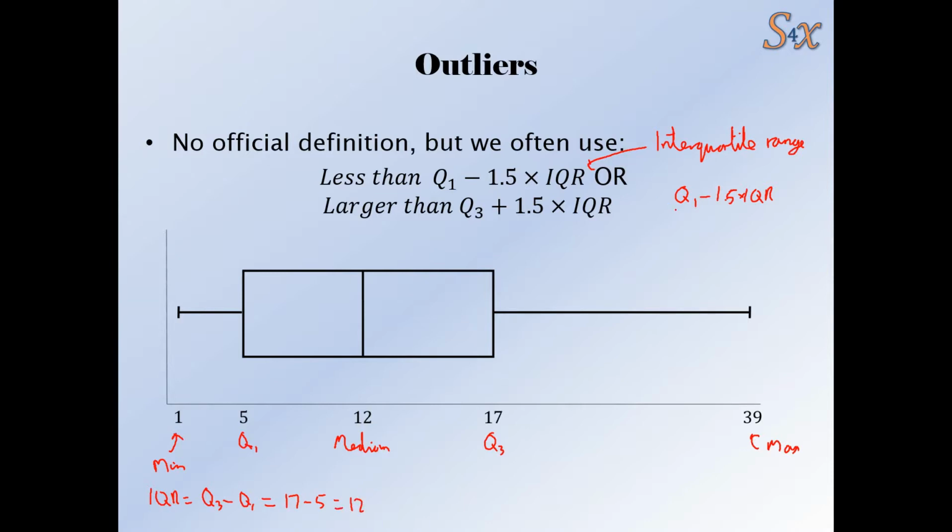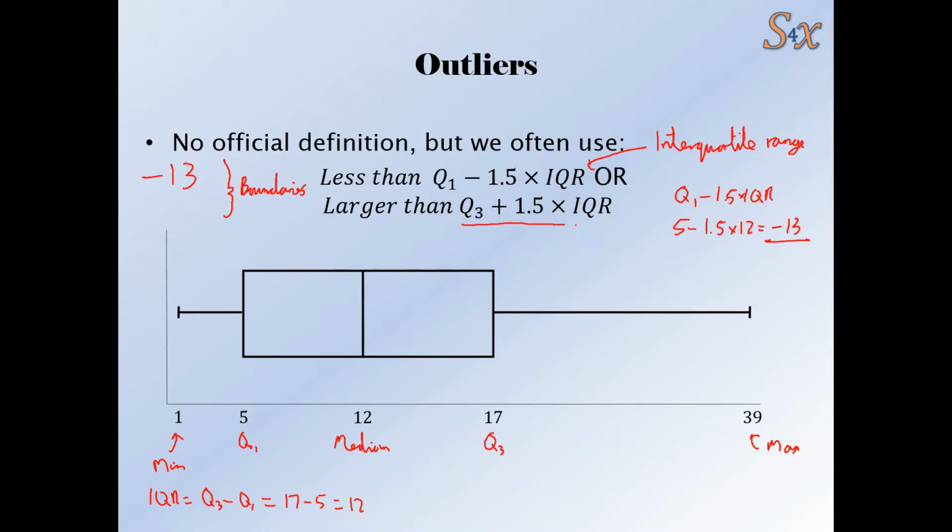We can now apply this bottom criteria. So Q1 is 5. If we do minus 1.5 times 12, that is actually going to give us minus 13. That's our lower limit. So I'll write it in big up here. These are our boundaries, if you like. If we have numbers that are beyond these boundaries, then they're outliers. So minus 13 is the bottom boundary.